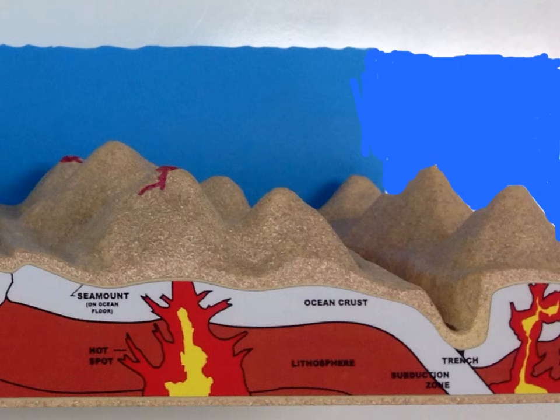Continuing with our model. Over here we've got some seamounts. In this case, seamounts might be active volcanoes or they may be dormant, extinct volcanoes, but these were all formed by underwater lava eruptions. As you can see, it comes up, and here's a good active volcano. This one not so much, this one not so much.